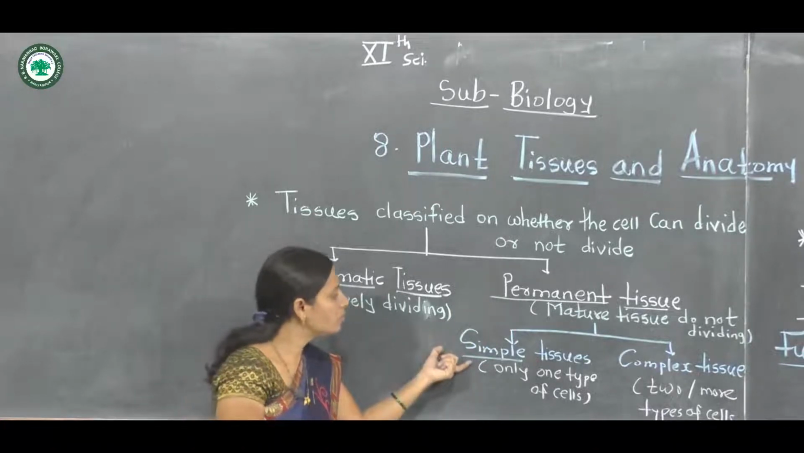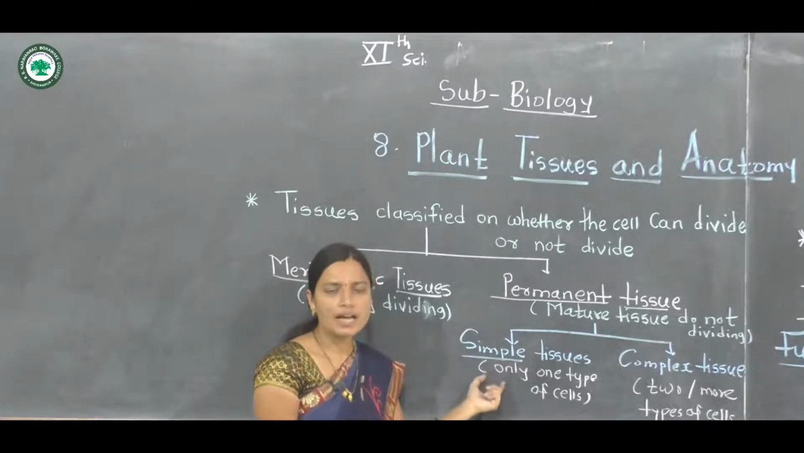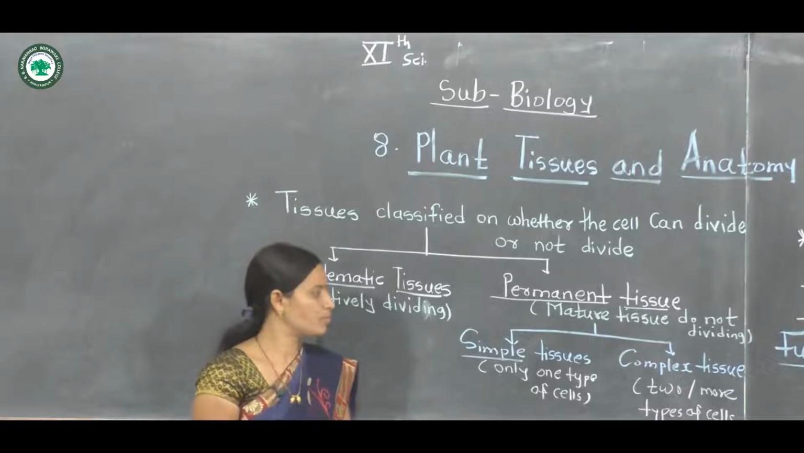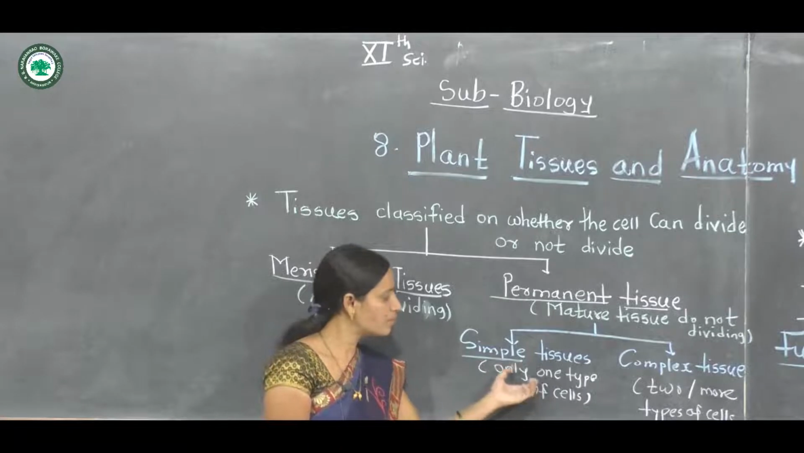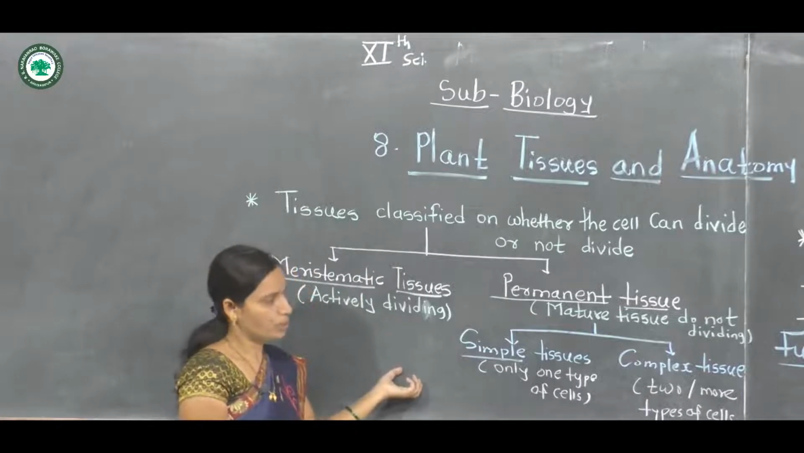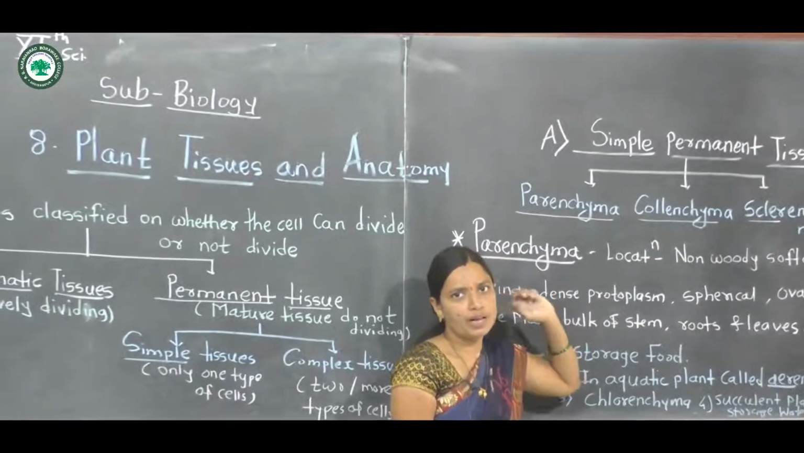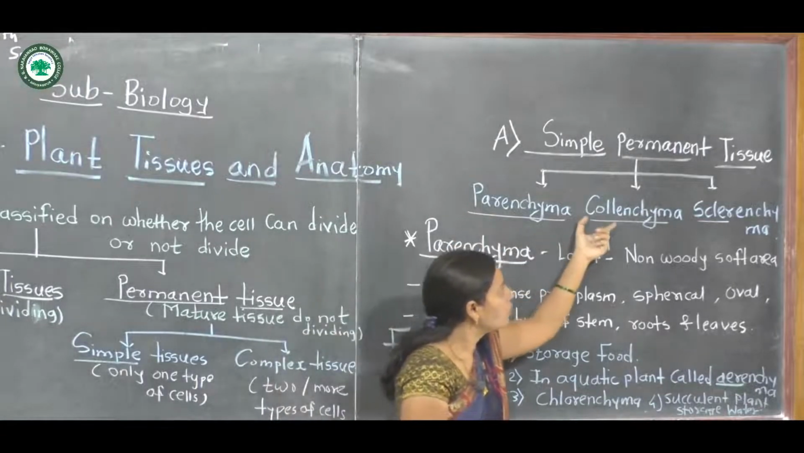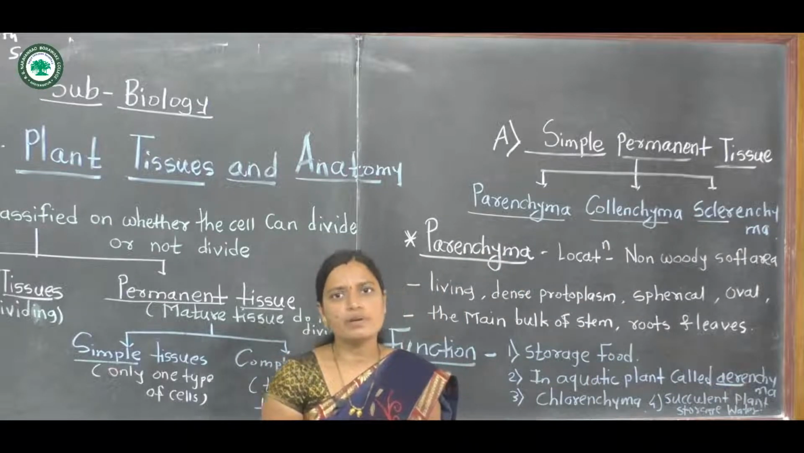First, the simple tissue. In simple tissue, only one similar type of cells is produced. There are three types of simple permanent tissues: parenchyma, collenchyma and sclerenchyma.